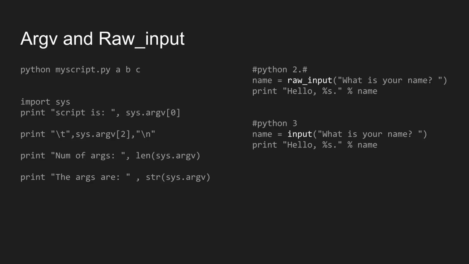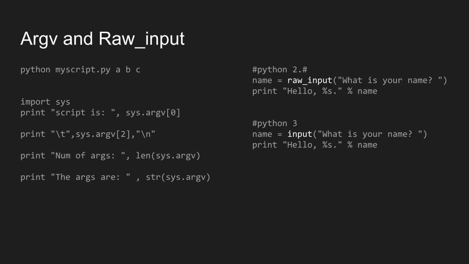So, raw input. Say for instance we have to get some command input back, or say our script is asking for our name, or we need to tell our script to stop, wait for some input, hit enter, and then continue running the script. That function is basically raw input.